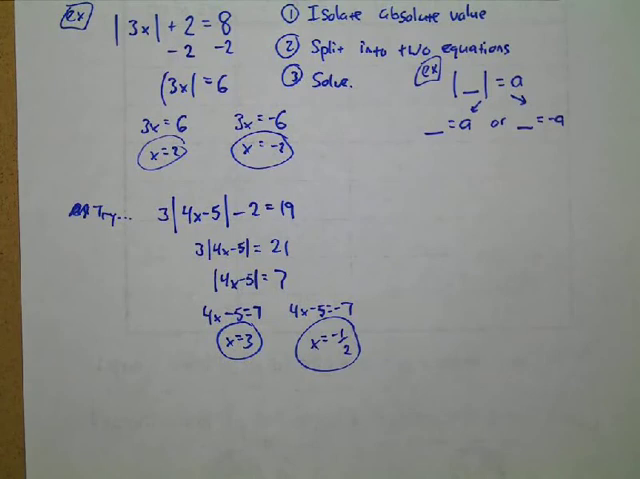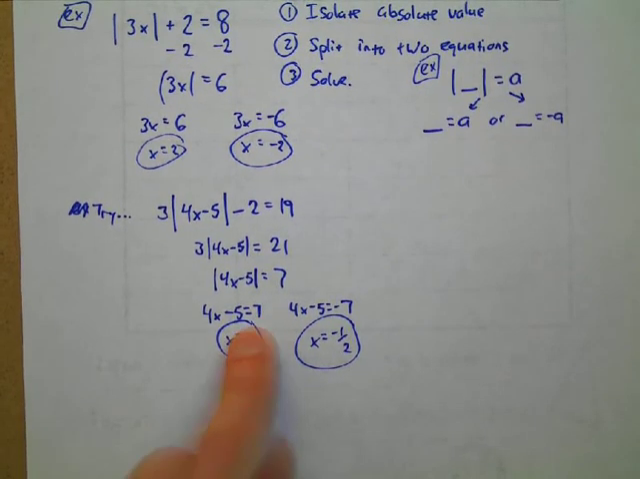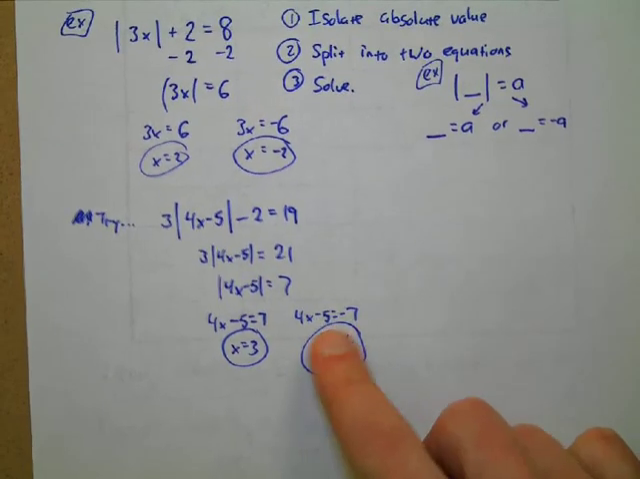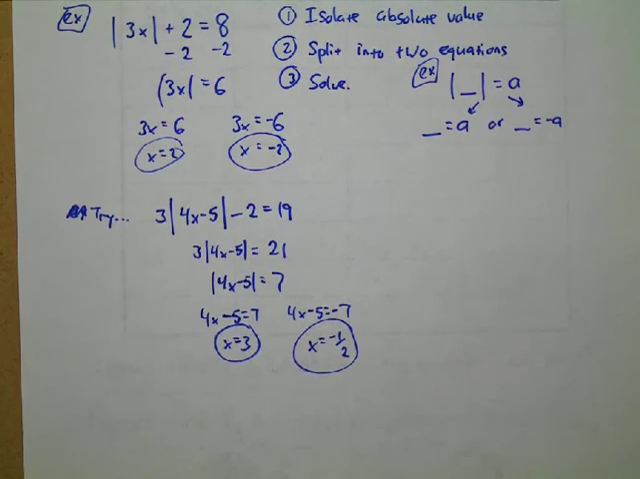So add 5, so it'll be 12. 4x equals 12, and then divide both sides by 4. Just solve the little equation there. And same thing for this one. Add 5 to both sides. So you have negative 2, and then divide by 4, and you get negative 1/2. So 2 separate equations.